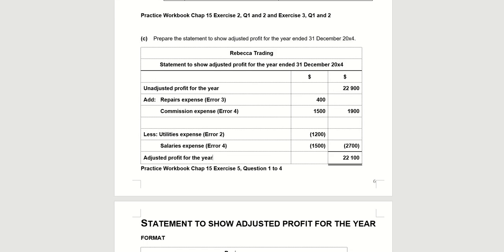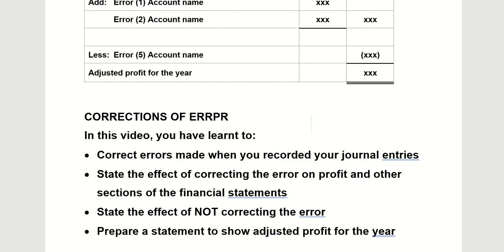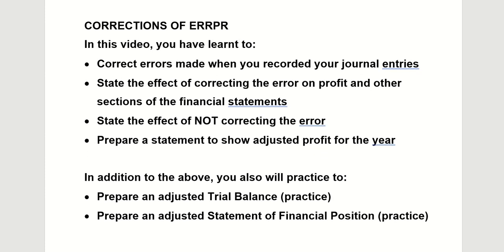Okay, and really that is the end of the chapter. What have you done for this entire chapter? In the two-part videos, you have learned how to correct errors that you made. You have learned to state the effect when you correct the error. You have learned how to state the effect of not correcting the error. You have learned how to prepare a statement to show the adjusted profit for the year.